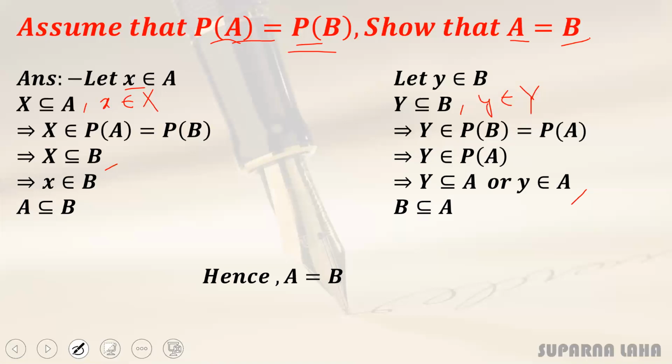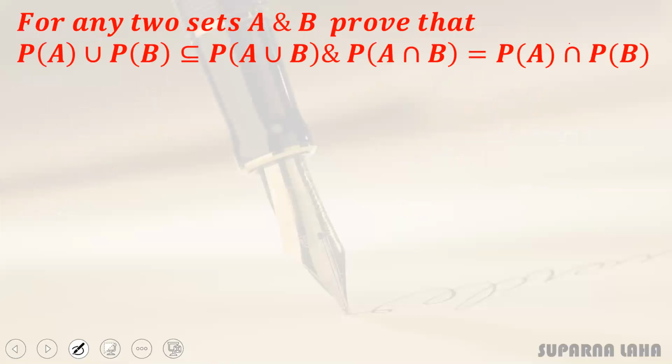Okay. Now if A and B are the null set, that time also this property will hold. Okay. So moving to the next problem.